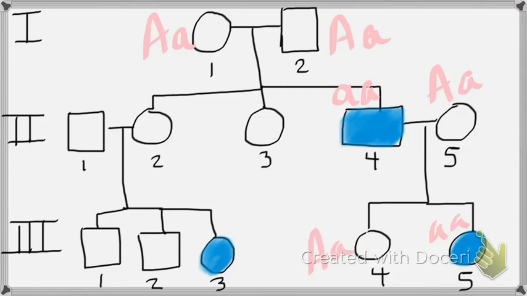So number 4 could not be big A, because one of the parents has it. Is that right? So you're talking about generation 3, individual 4? Yes, ma'am. Okay, so that one couldn't possibly be big A because of that dad right there having two little a's. Because dads get to equally contribute to their children just like their moms, okay?